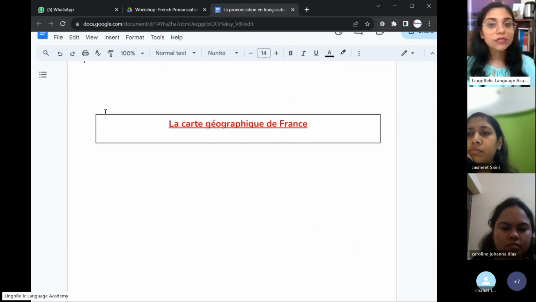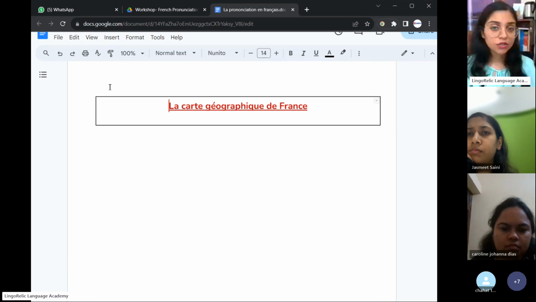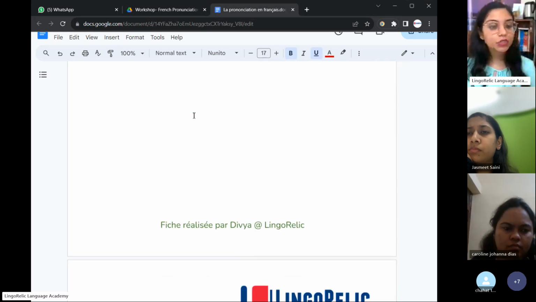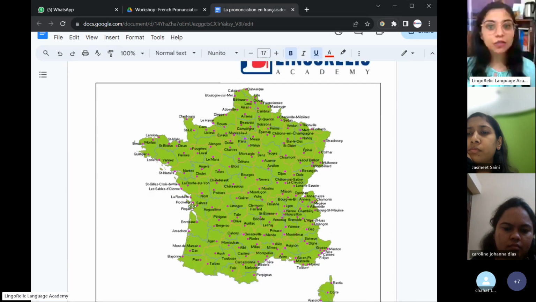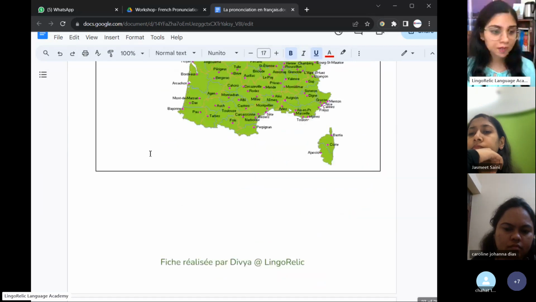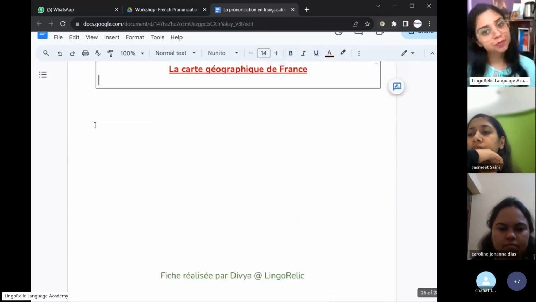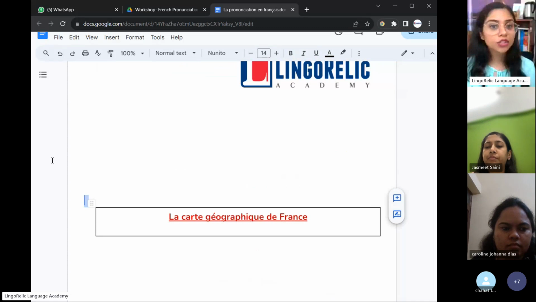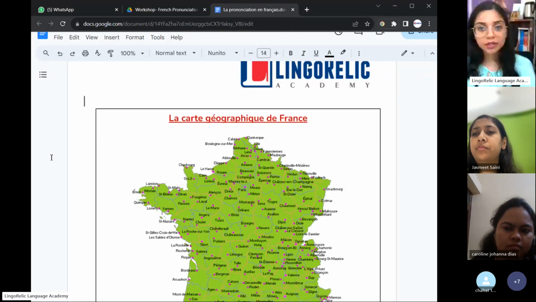Further, the last thing that I've added in this document is La Carte Géographique de France, because in this document I included a lot of city names. So you can look at the map of France. That is just some additional knowledge that you can work on, so you can spot those cities' names on the map, and that's it. Voila. So now if someone has a question or doubt to ask me, please let me know.